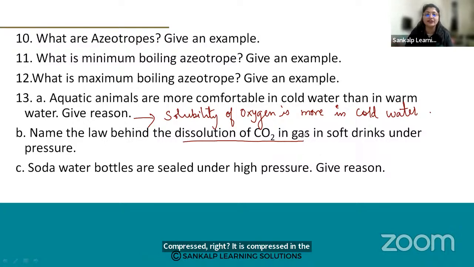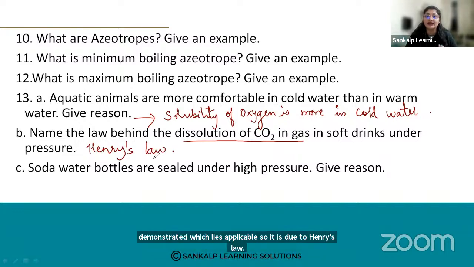It is compressed in the soft drinks, in aerated drinks. So after we remove the cap of the soft drink, what will happen? The carbon dioxide gas will escape out, right? And what will it produce? It will produce effervescence. Okay. And the external pressure will decrease. So how is this demonstrated? Which law is applicable? It is due to Henry's law. Okay. So it is the applicative part of Henry's law.